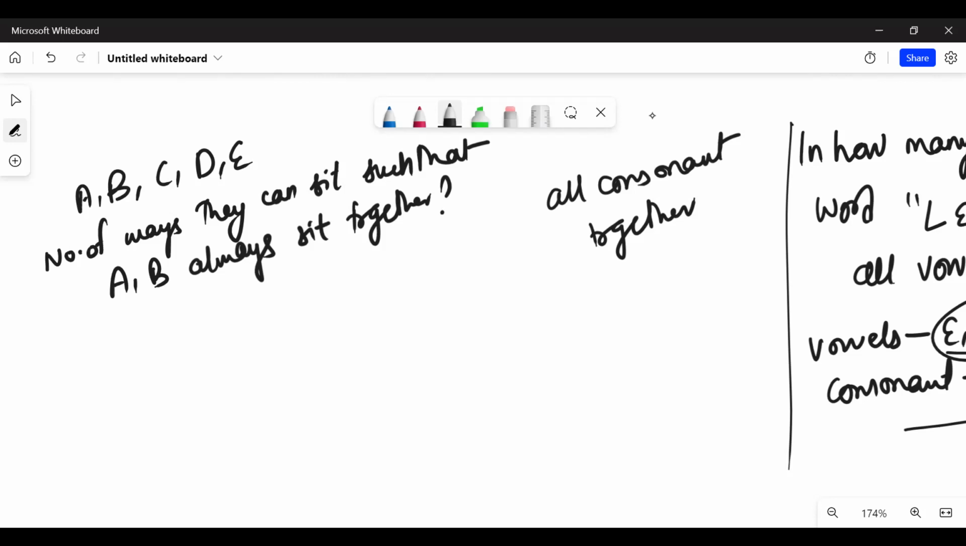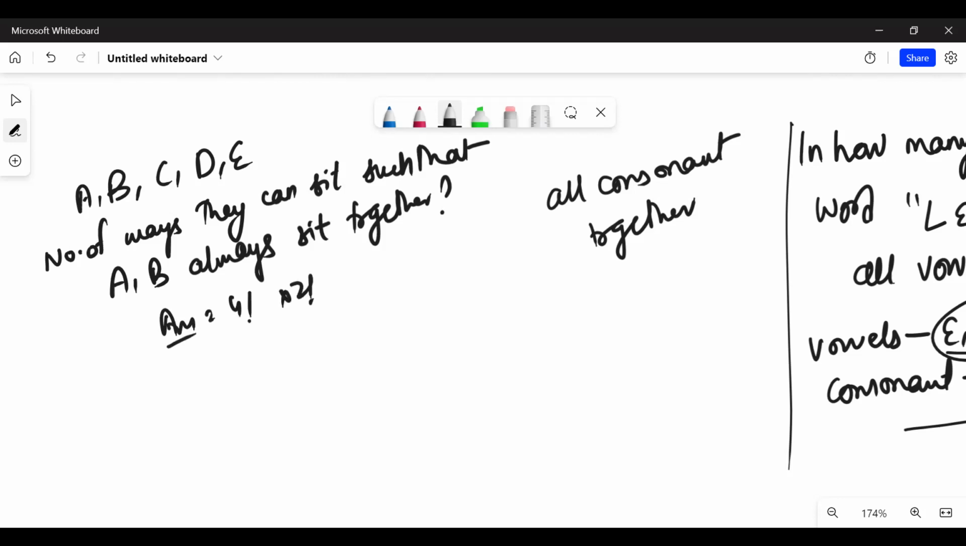2 factorial into 4 factorial. Again, 4 factorial into 2 factorial. So your answer for this would be 4 factorial into 2 factorial.